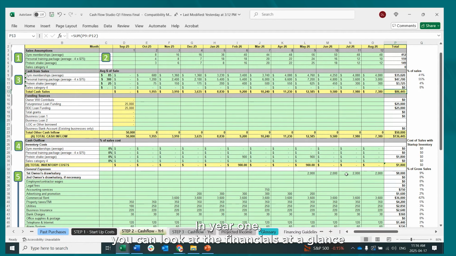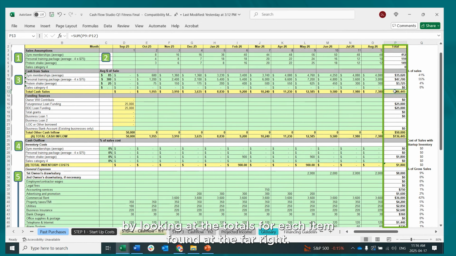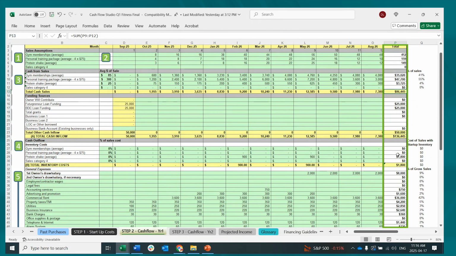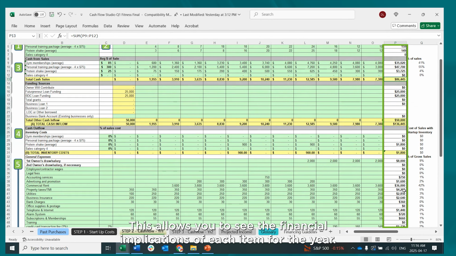In year 1, you can look at the financials at a glance by looking at the totals for each item found at the far right. For example, it will total up your total sales you're projecting for the year or the total rent. This allows you to see the financial implications of each item for the year.